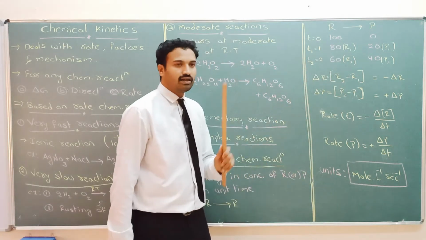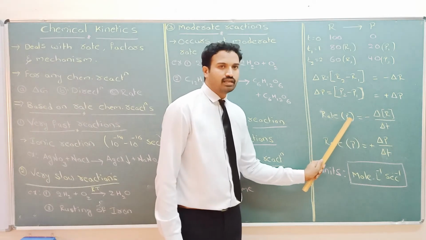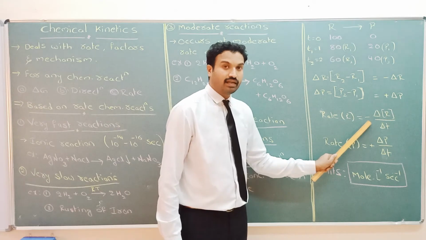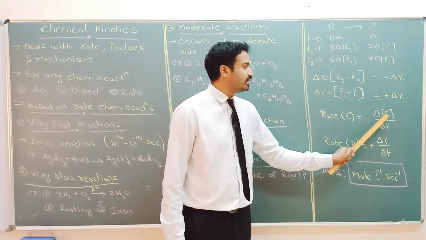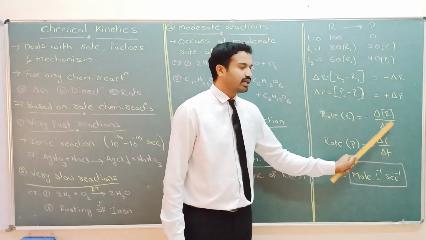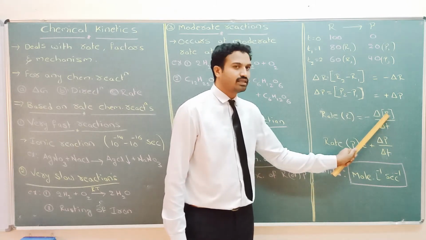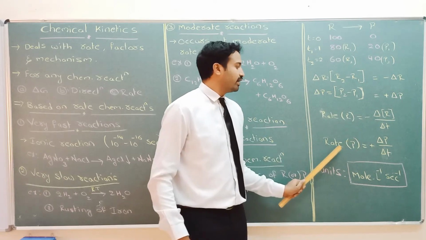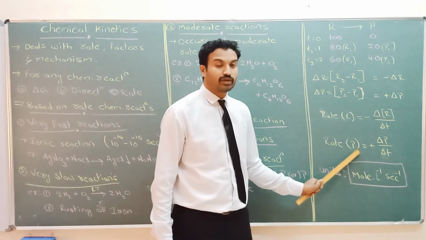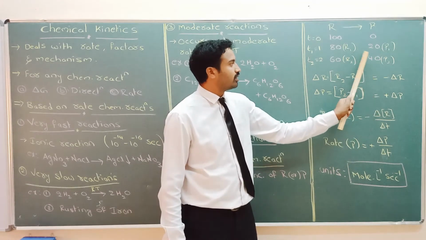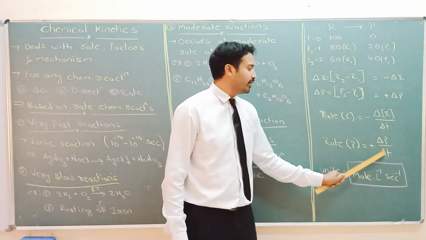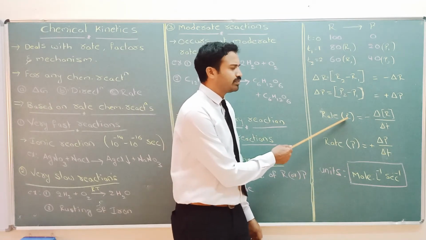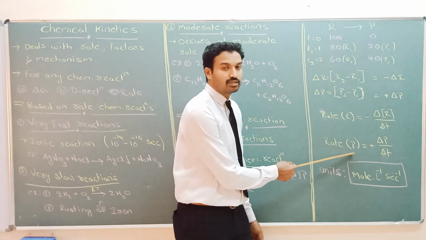Then what is the rate of reaction? Rate of reaction with respect to the reactant is minus d[R]/dt, the change in concentration of reactant by the change in time. Why minus? Because the reactant concentration is decreasing, the change is negative. Rate of reaction with respect to the product: the product concentration is increasing, so plus d[P]/dt. This is the rate of reaction with respect to the reactant, and this is with respect to the product.